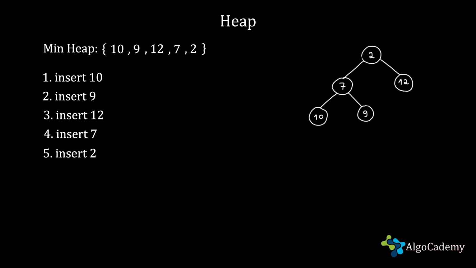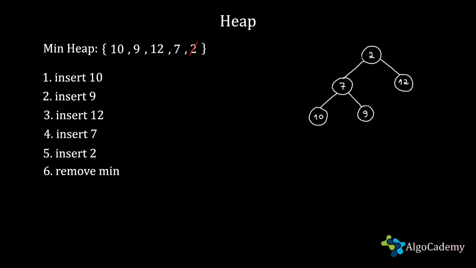Now let's see what happens behind the scenes when we remove the minimum element from a min heap. We should technically remove the root node, but this is not easy, because removing the root node leaves us with two binary trees, which we will then have to merge in a smart way in order to obtain a min heap.